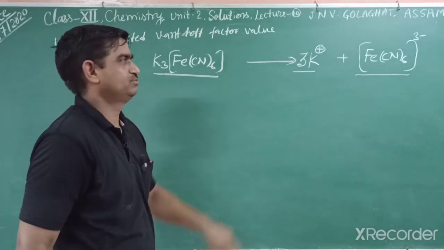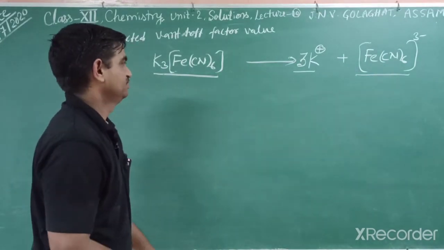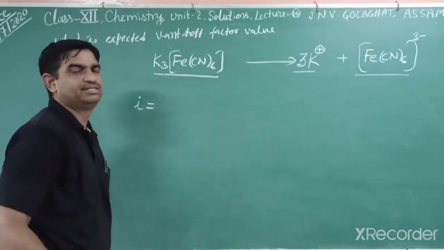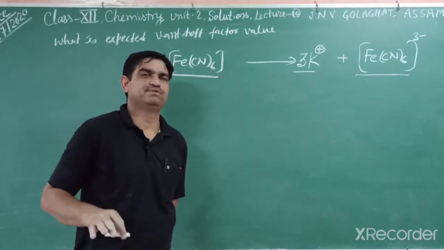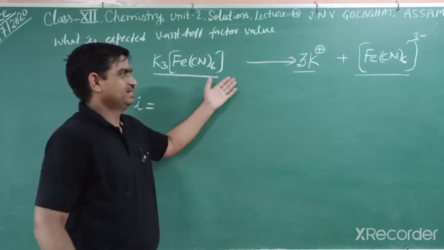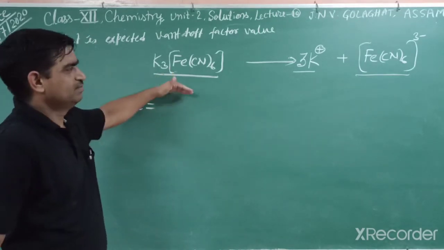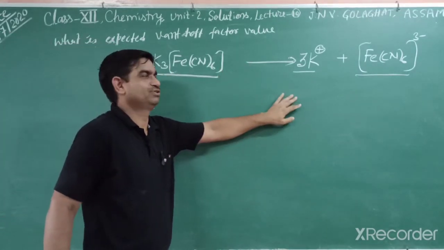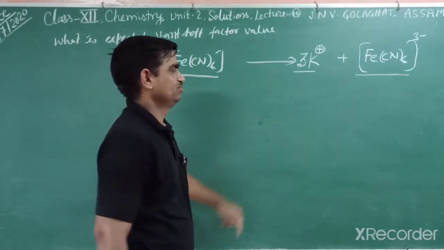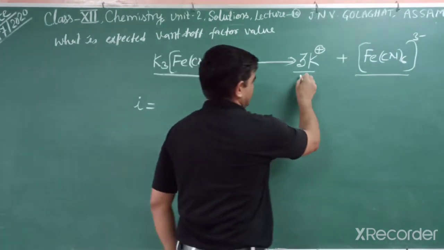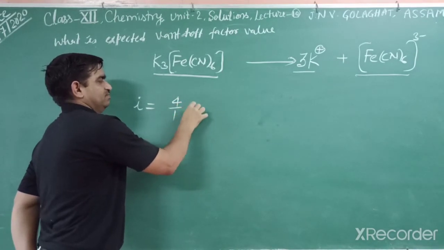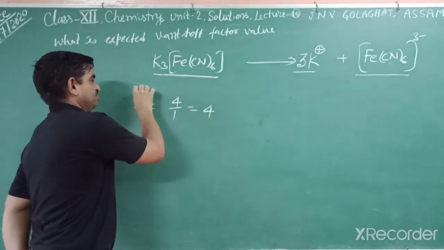K3[Fe(CN)6] dissociates in this way. If it is fully dissociated, then how can we identify the Van't Hoff factor i? We know there are 3 formulas: normal molar mass by abnormal, observed colligative property divided by calculated. But there is another formula: number of particles after dissociation or association divided by number of particles before dissociation or association. So after dissociation we get 3 plus 1, 4 moles, so 4 by 1, or 4. The Van't Hoff factor value is 4.